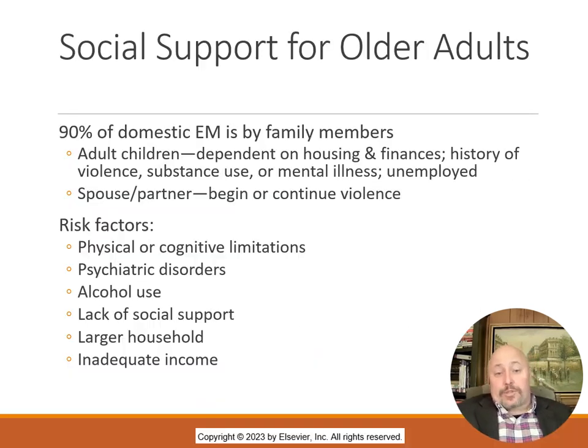90% of domestic elder mistreatment is by family members, unfortunately. Adult children, maybe even spouses. And the risk factors are everything from physical or cognitive limitations. When you get an HEI, one of your big risk factors is going to be confusion. Alzheimer's, Parkinson's is one of your highest at risk for mistreatment. Other things like psychiatric disorders, alcohol use, that lack of a social support around them to report that mistreatment by the immediate family, a larger household, inadequate income. And unfortunately, abusive spouses or partners may either begin intimate partner violence in older age or continue a lifelong pattern of that abuse.